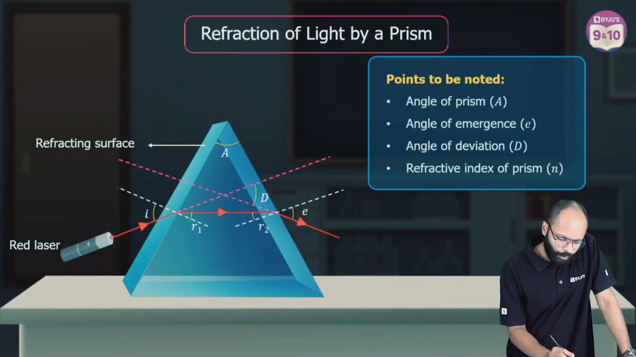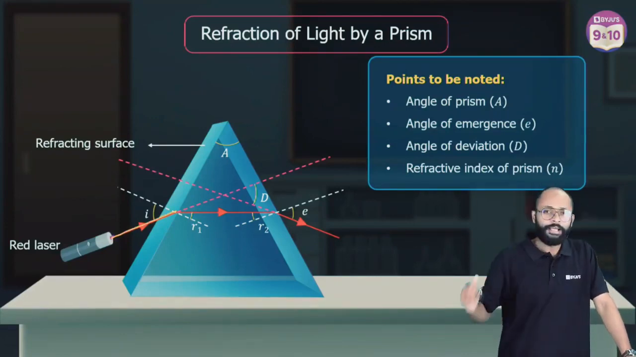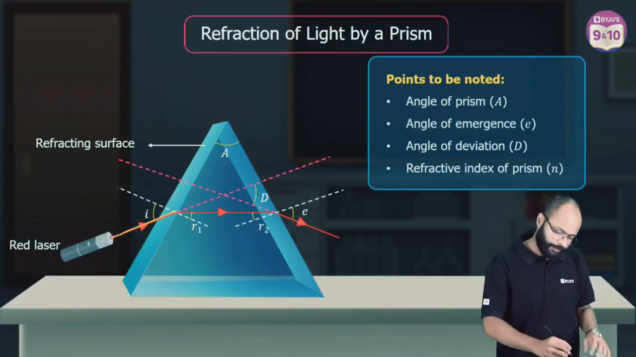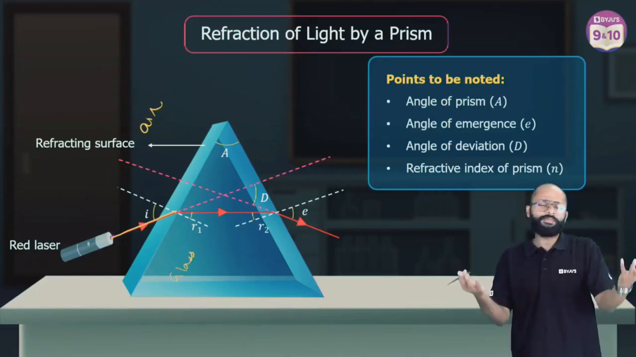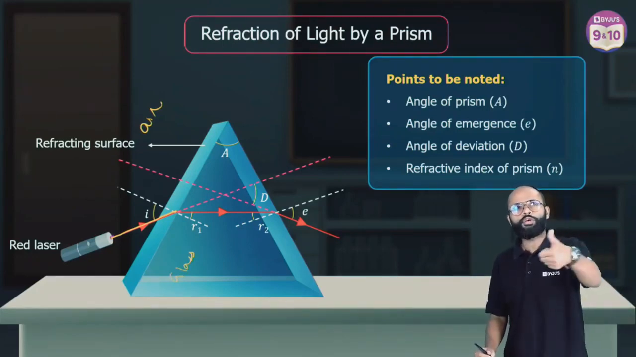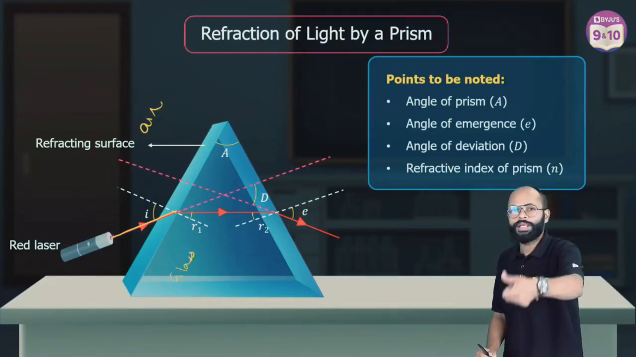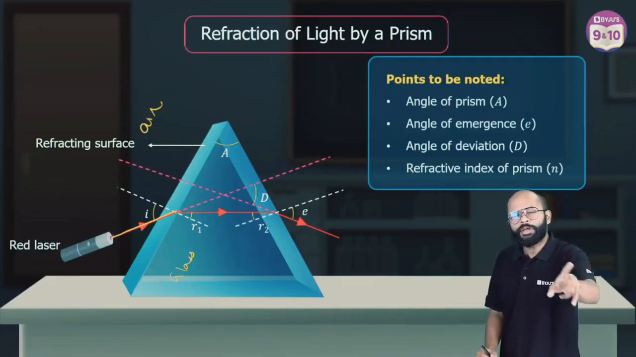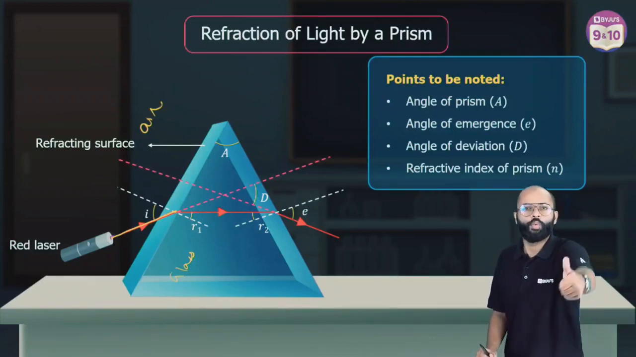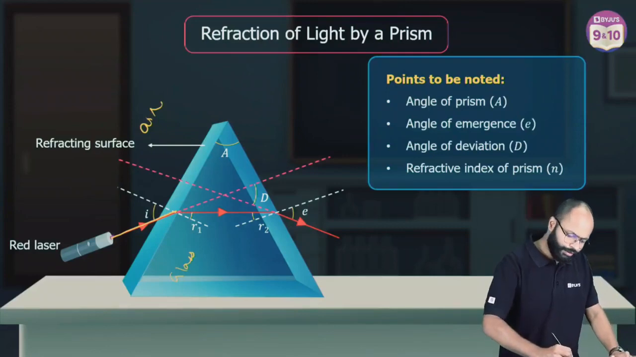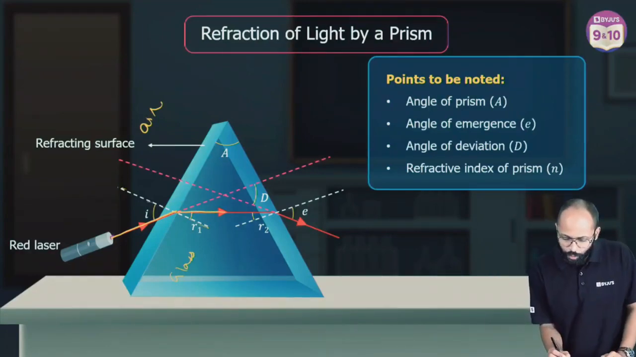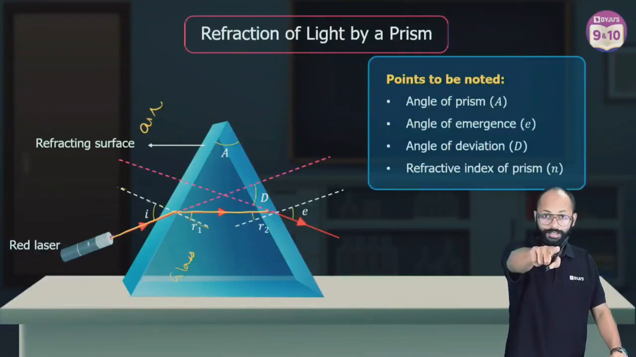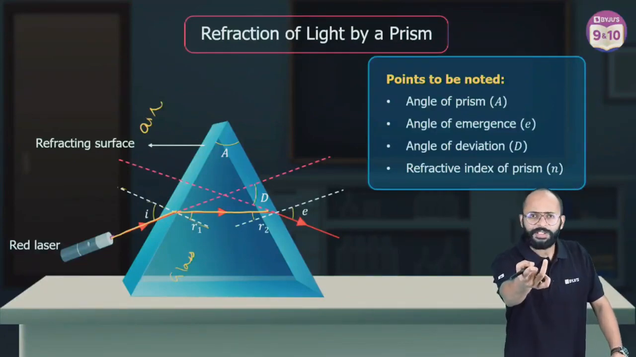Listen, when the light ray is going from here to here, this is the first interface, right? This is the interface where we have air and, let's say, glass. Let's say the prism is made up of glass. Light is going from air to glass. It's going from rarer to denser medium. It will bend towards the normal, right? On this interface, this is our normal, and the light ray is bending towards the normal. You can say it is bending towards the base of the prism, right?